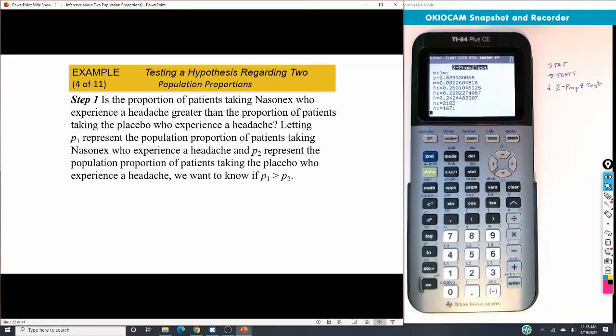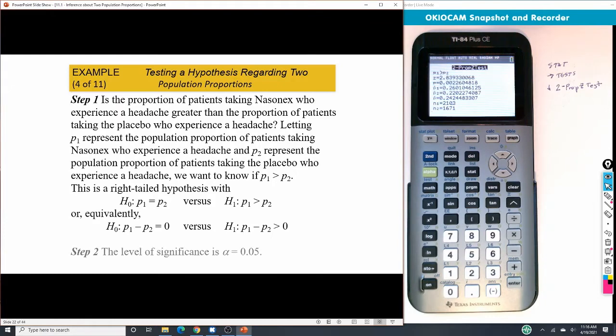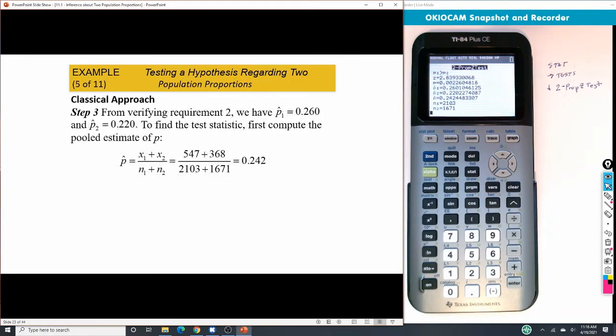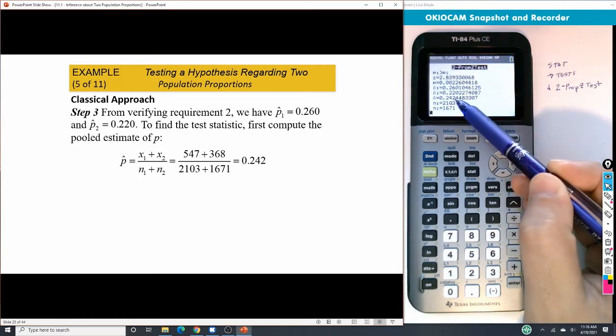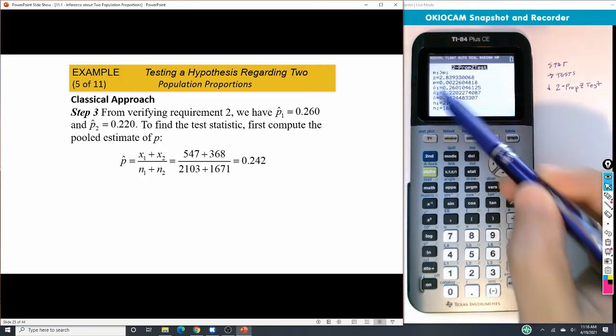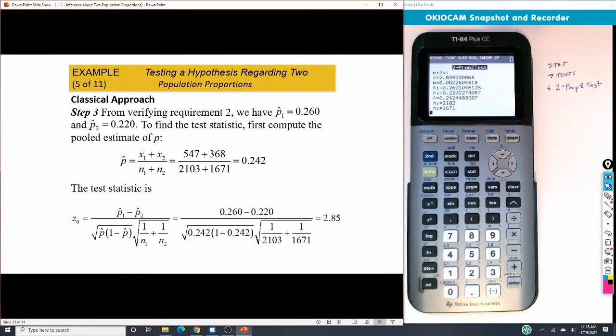All right, so we can see that they agreed with us. We get to the bottom of this paragraph, we see that P1 is greater than P2 as well. All right, so a few things. You're going to see that they're calculating. They have P hat here at 0.242, and we have that as well right down here at the bottom. So P hat. Z sub 0, they get 2.85, but we actually get that up here at 2.84. That's a rounding difference. That's okay.